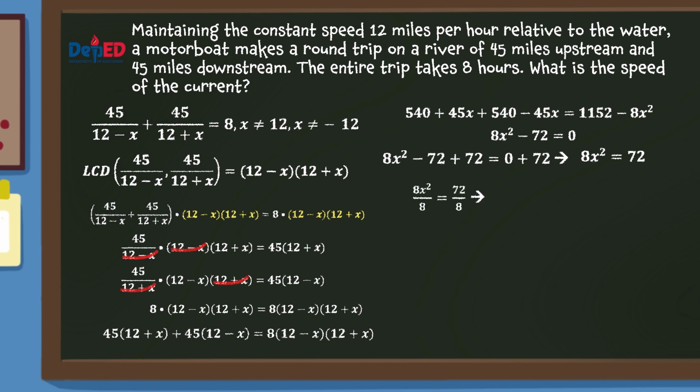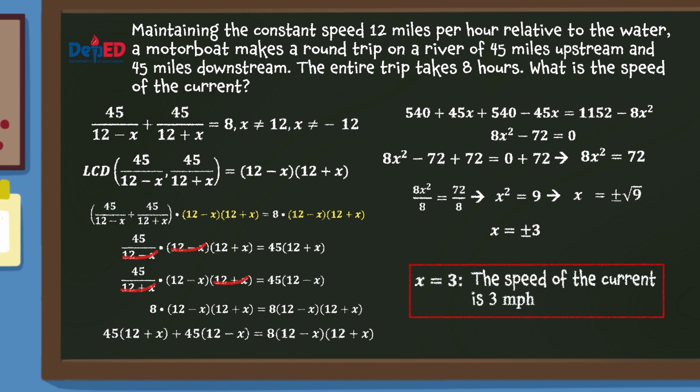We then divide both sides by 8, the coefficient in the quadratic term. The result is the equation x squared equals 9. Upon extracting square root, x must be equal to positive or negative square root of 9, and we must get that x is equal to positive or negative 3. Recall that we let x be the speed of the current in miles per hour. Thus, x can't be negative, so x must be 3. The speed of the current is 3 miles per hour. Problem solved!